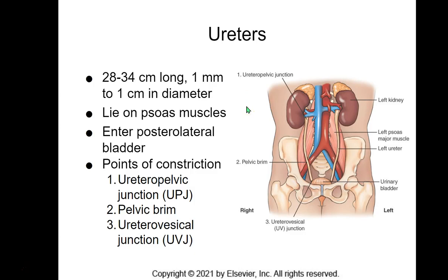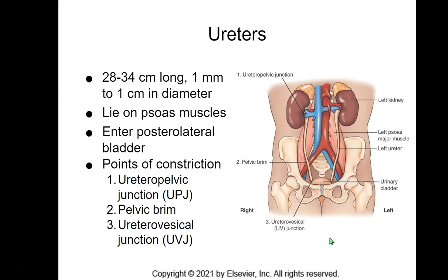The second is the brim of the pelvis, where the iliac blood vessels cross over the ureters. And you can kind of see that here. We don't see the iliac blood vessels on this diagram, but where they cross over the ureters, that is a point of constriction. And then the third would be the area where the ureter joins the bladder, and that is known as the ureterovesical junction, or UVJ. And most kidney stones that pass down the ureter tend to hang up at this third site, this UVJ.